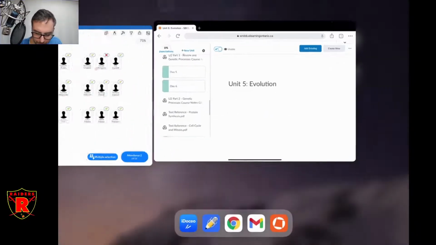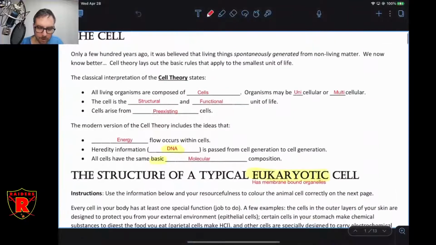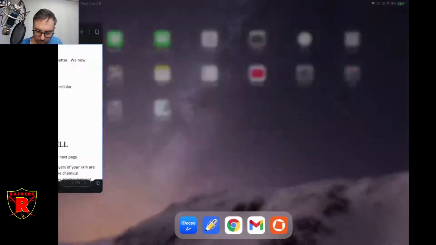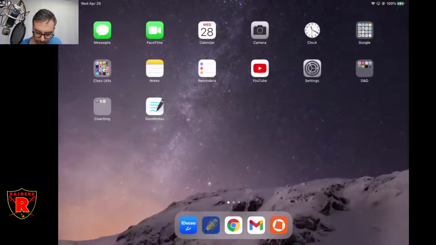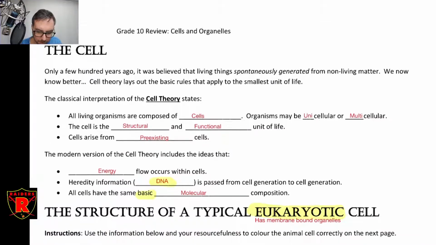Okay, let me get right down to the notes. Cells. Cell theory. Oops, a daisy. Why isn't that showing up? I don't know why it does that. That's a really unfortunate bug. All right, here we go.